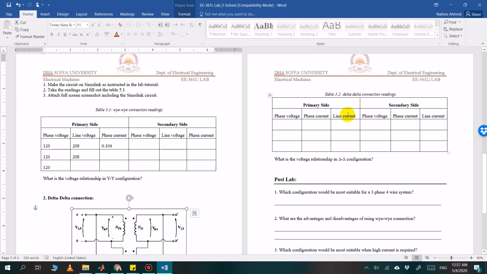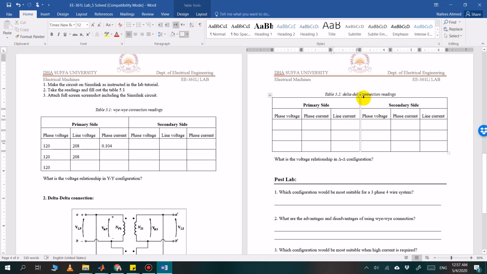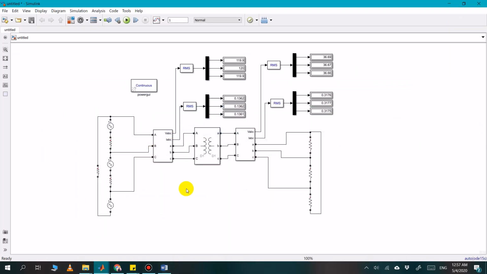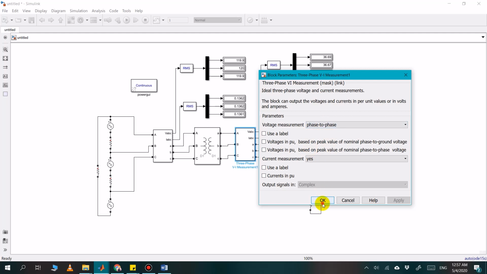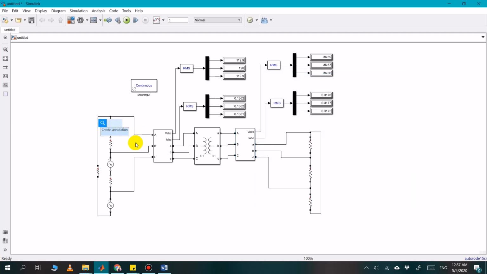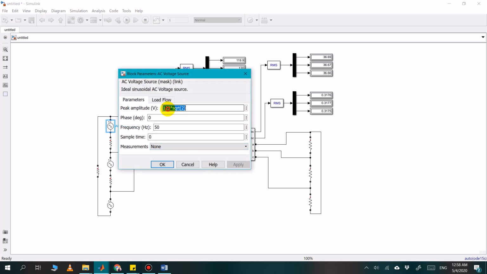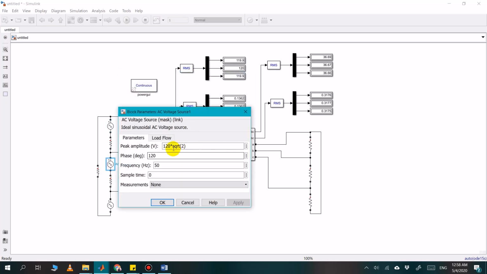That's why, as you can see, in the delta-delta connection, we have line currents and phase currents, but we have only one voltage, that is 208 volts. Because there was no option for phase currents, that's why we did this. Otherwise you have to provide the line voltage here, because in delta connection you have just a single voltage, that is the line voltage.